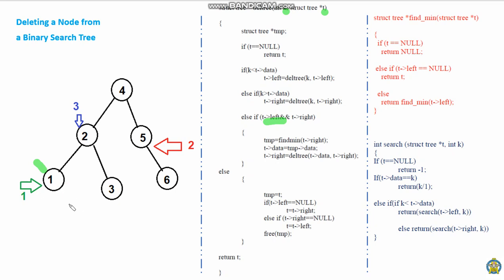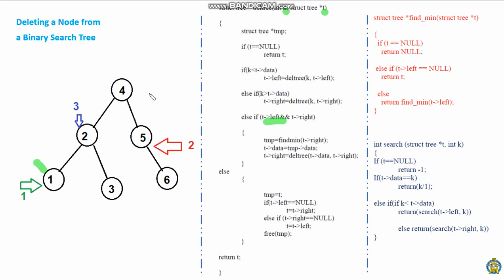Now in this case, both left and right are null. So T will become T's left, that is null. That means T will become null and that will be returned. So this will become null. So that is the case when a leaf node is being deleted. So you can understand this, and this free temp, this node is removed by this command.